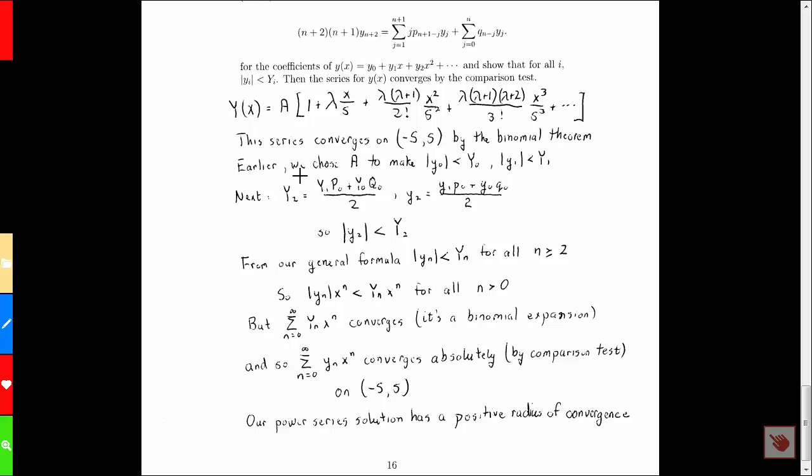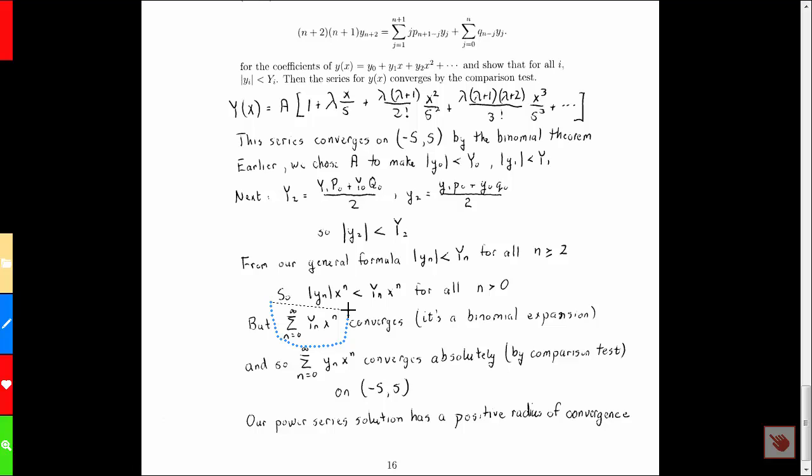There are messier and messier formulas for n larger and larger, but they all have the same property that there's nothing but plus signs in them, so it follows that for all little n greater than or equal to 2, the absolute value of little y sub n is less than capital Y sub n. Or, when we multiply through, the term in the series y sub n x to the n, even with an absolute value sign on it, is less than capital Y sub n times x to the n.